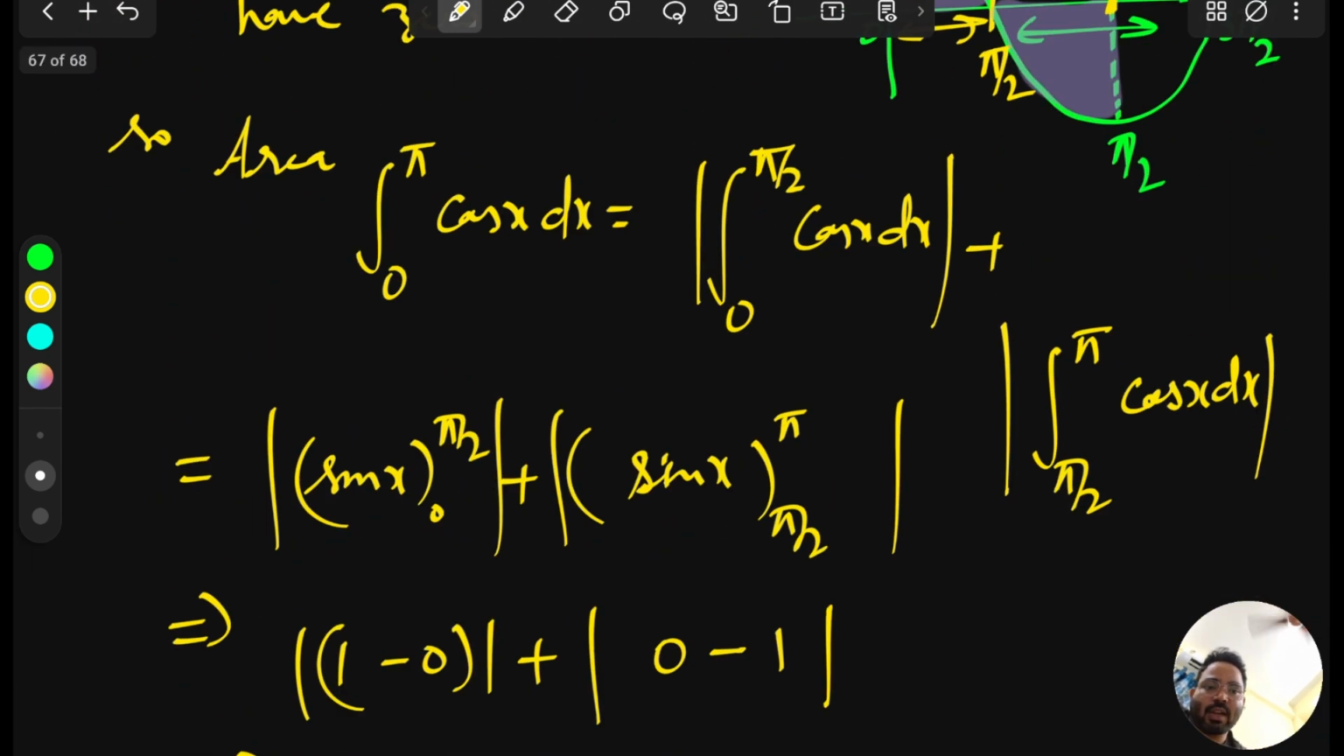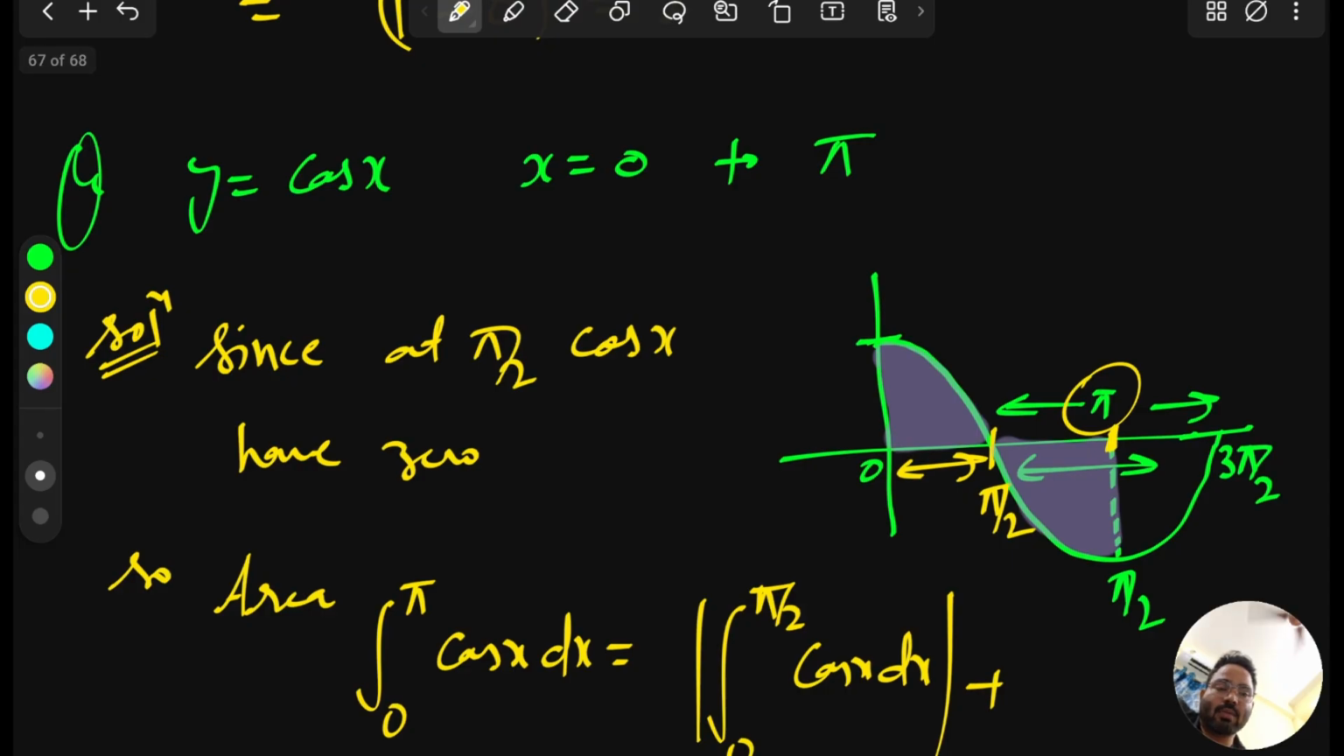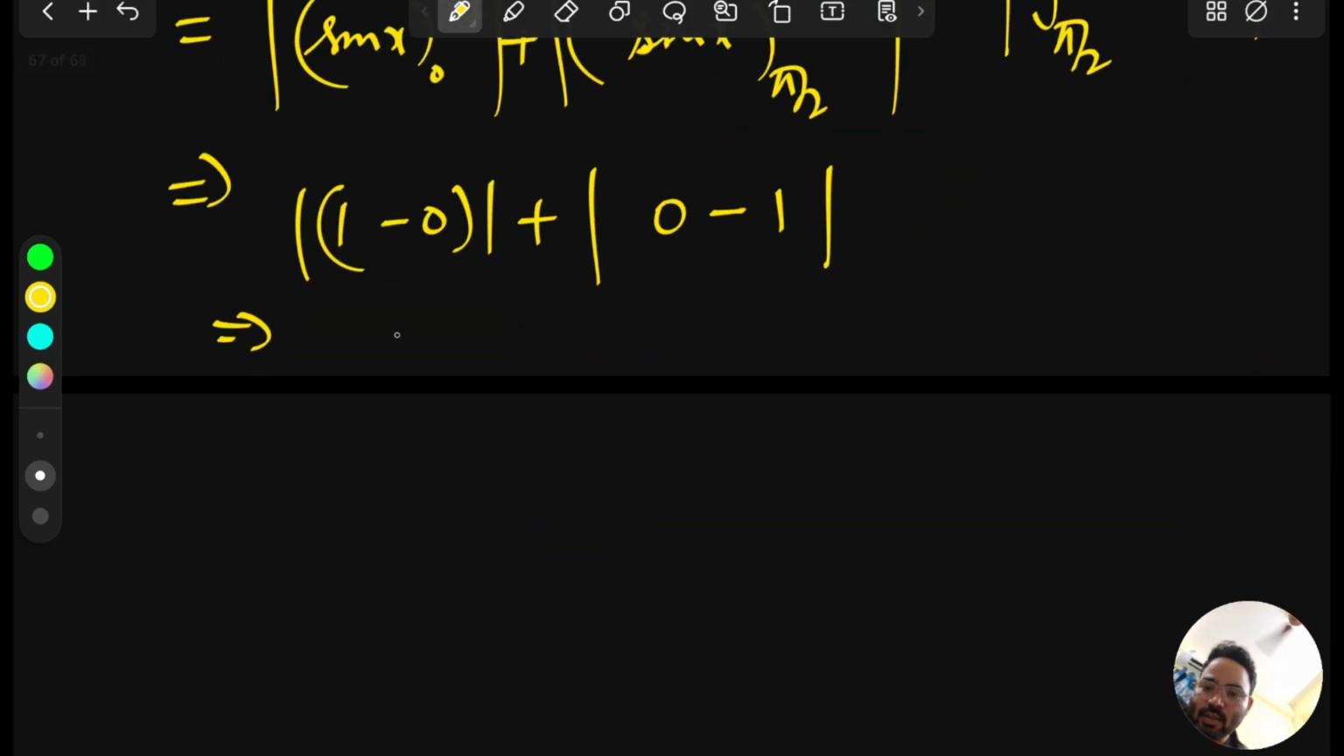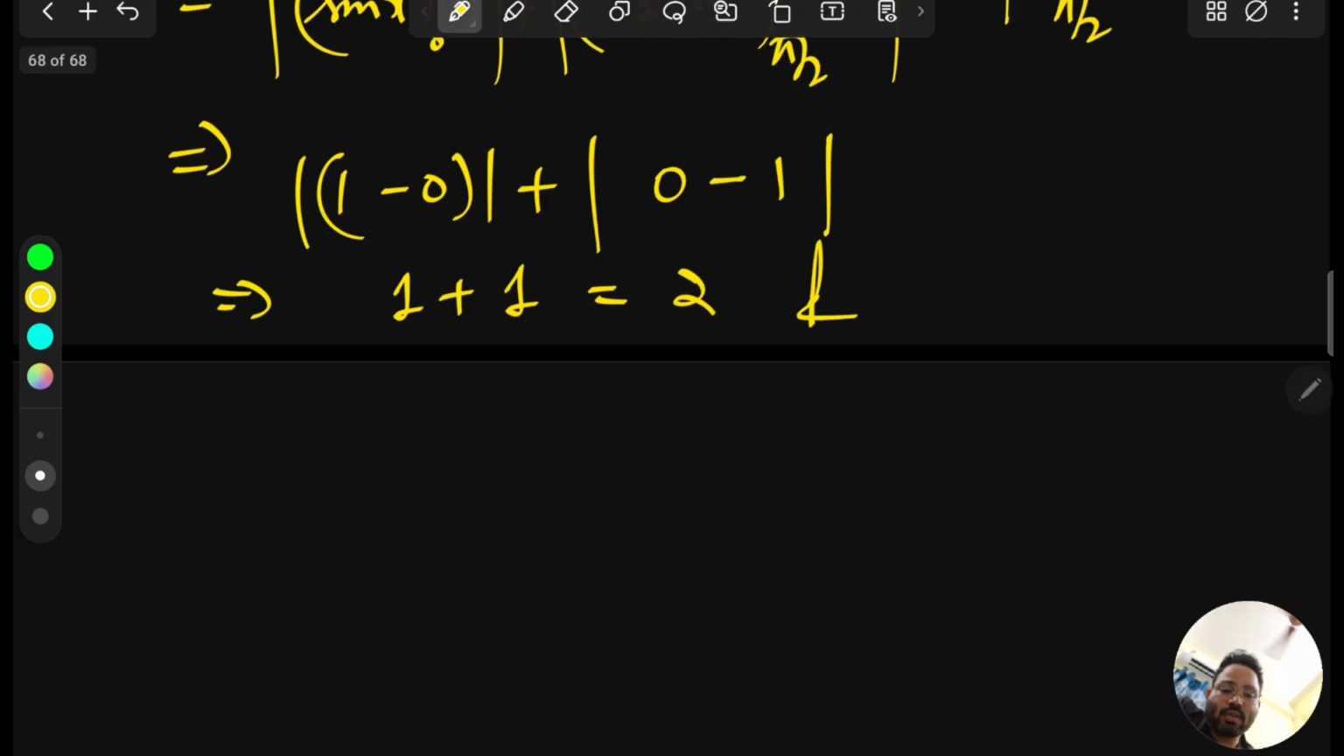So if the function has a 0 in this interval, then you have to break at the 0 and take the modulus. So it will be easy to calculate. This will give you 1 plus 1, because the mod will make this minus into plus. So your answer is 2. So this is the way you can solve the question. So let's see the next question.